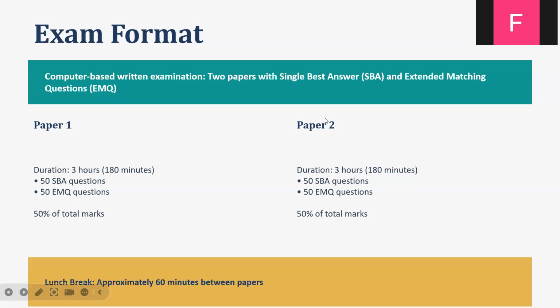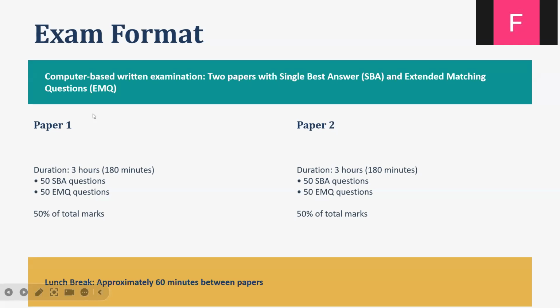So basically, first let us discuss the exam format. After passing Part 1, you will appear for Part 2. And it is again like Part 1, a computer-based exam nowadays conducted at the Pearson VUE centers.